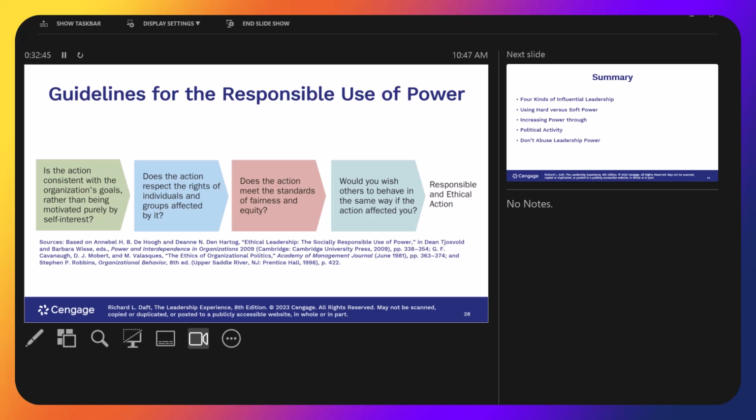So when you look at this responsible and ethical action, these are the questions that will be asked by executives and senior level leadership about something that you're proposing to do or something that you're supposed to do. And a lot of times when somebody's self-centered and doing things primarily for themselves, they don't ask these questions, because they are thinking in terms of, how do I make myself look good and how do I make a name for myself? Unfortunately, they don't consider the rights of individuals and groups affected by it. They don't look at fairness. They don't look at standards. And they don't think about how they would feel if the shoe were on the other foot.